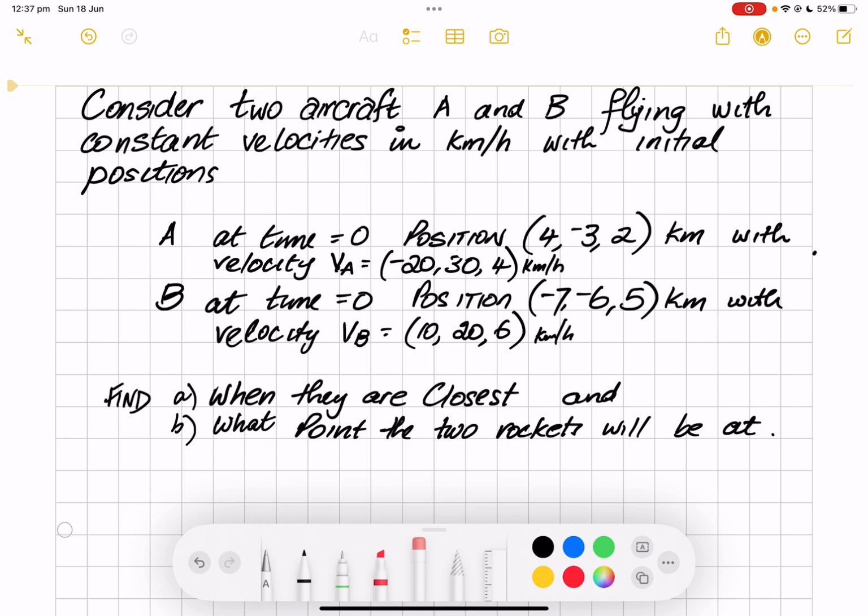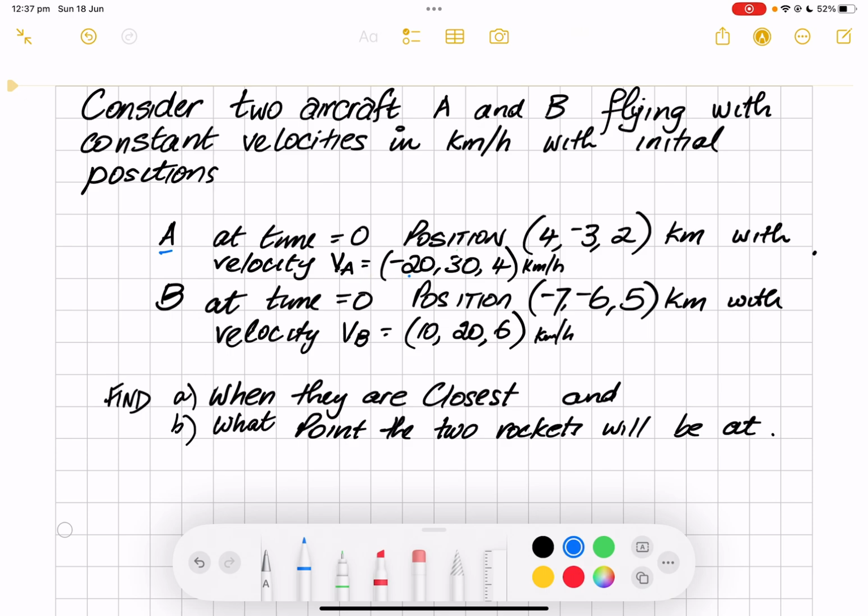All right. So here we have two aircraft, A and B, flying with constant velocities in kilometers per hour with initial positions. With initial positions, A is at time equals 0 at position 4, -3, 2. The x-coordinate is 4, the y-coordinate is -3, and the z-coordinate is 2.